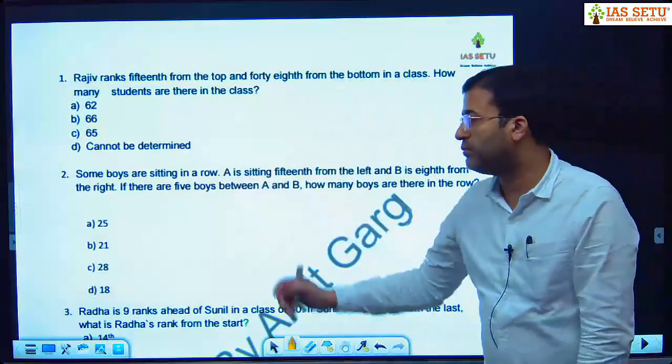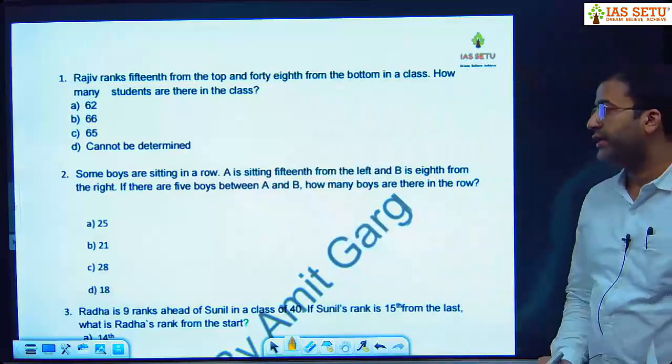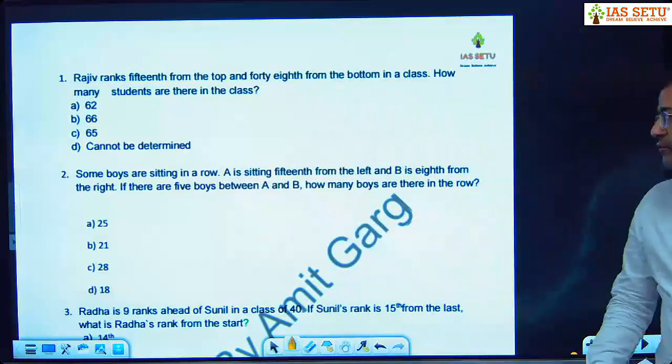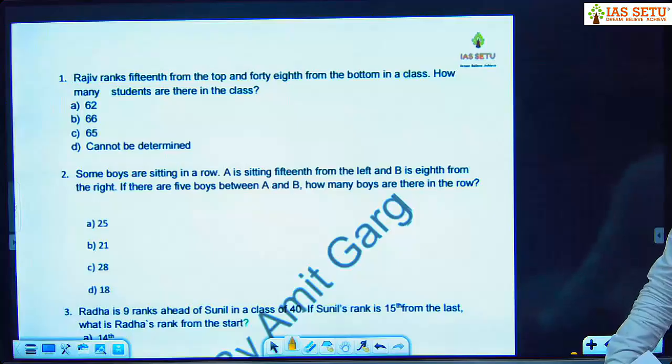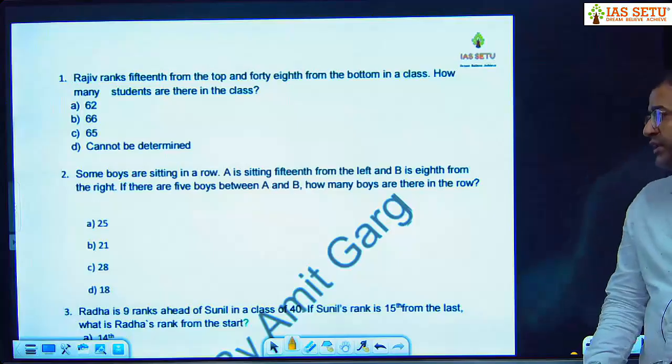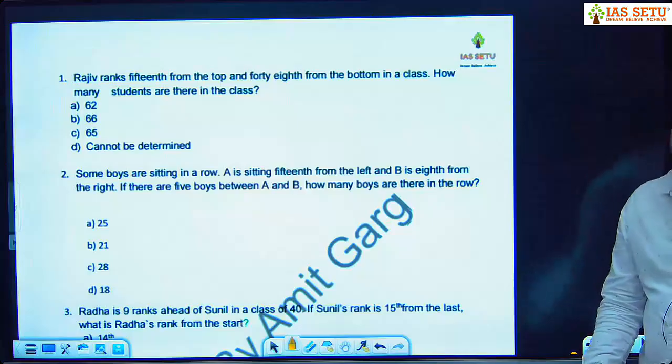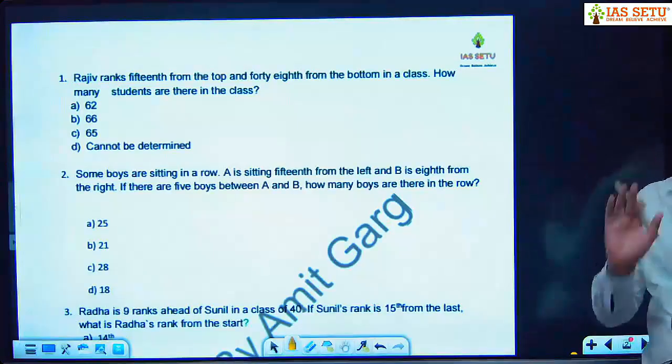Question number 2. Some boys are sitting in a row. A is sitting 15 from the left. B is 8 from the right. If there are 5 boys between A and B, how many boys are there in the row? Try to solve with diagram.